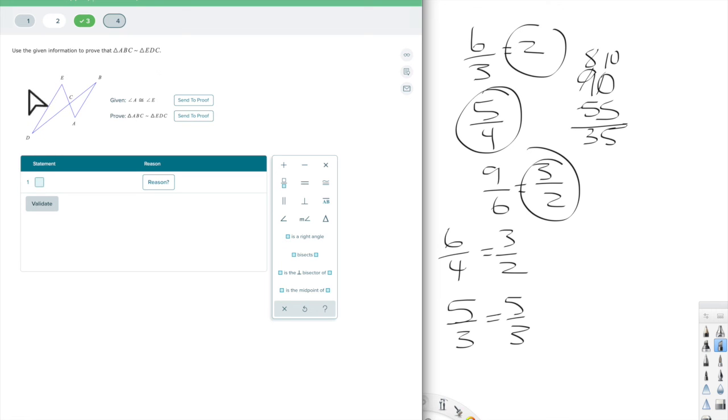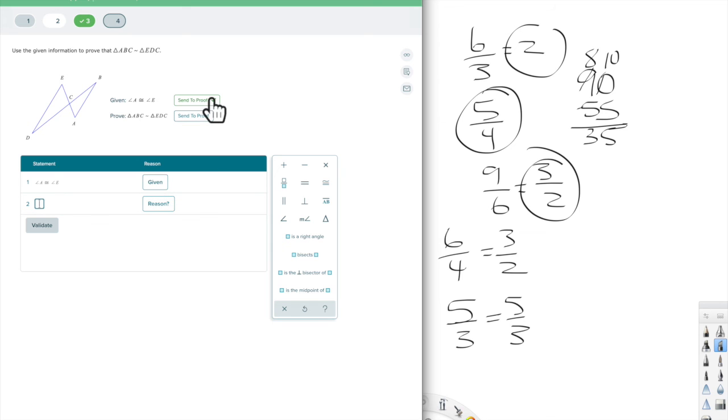So we're going to use the given information for triangle A, B, C, and E, D, C. So they gave us the order here. What we want to do is we're given that A and E are congruent. I'm going to send this to proof. If I click send to proof, it sends it here and says given. If I type this in, I have to choose given from my list and validate. So it's just two ways to do the same thing. Just send to proof is a little faster.